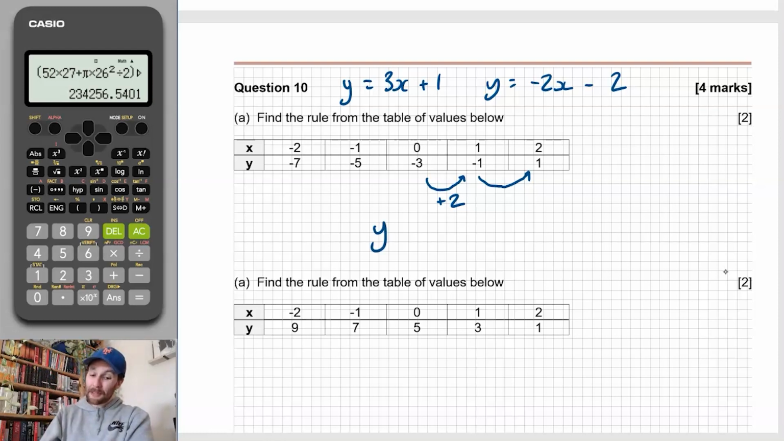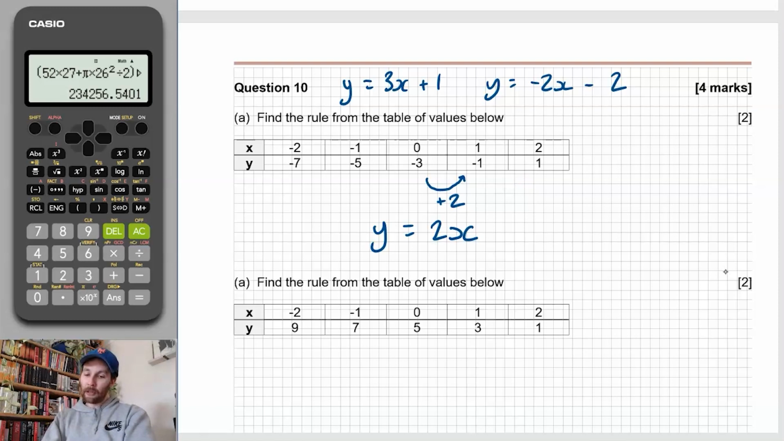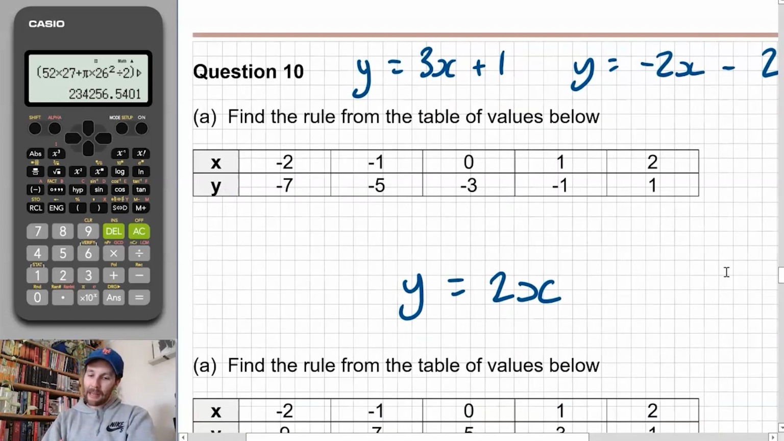So it's got to be something to do with y is equal to 2x, because for every 1 that x increases by, y is increasing by 2. But that's not the rule done. We've got to figure out what we've got to add or subtract to have the equation make sense. The easiest place to do that is probably where x equals 0. 2 times 0 is still 0. But what would we need to do to our expression to make that 0 into a -3? We just have to take 3 away, right?